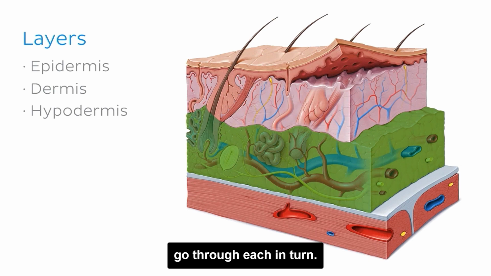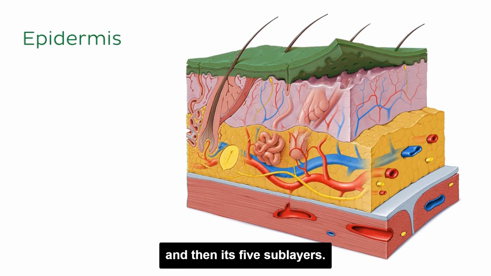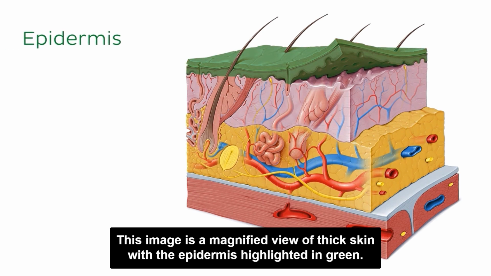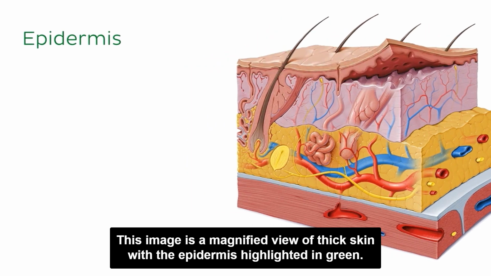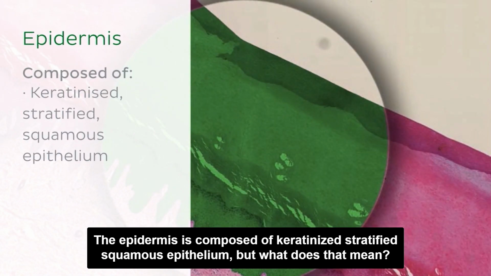These layers are subsequently divided into separate sublayers, which we will cover as we go through each in turn. We'll start with the outermost layer, the epidermis, first looking at its composition and then its 5 sublayers. This image is a magnified view of thick skin, with the epidermis highlighted in green. The epidermis is composed of keratinized stratified squamous epithelium. But what does that mean?